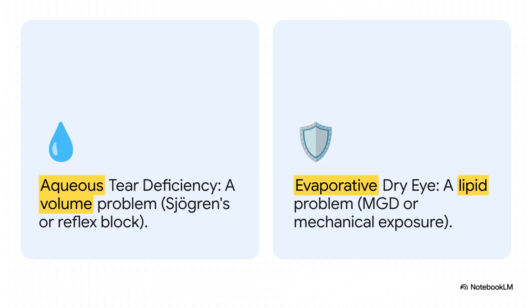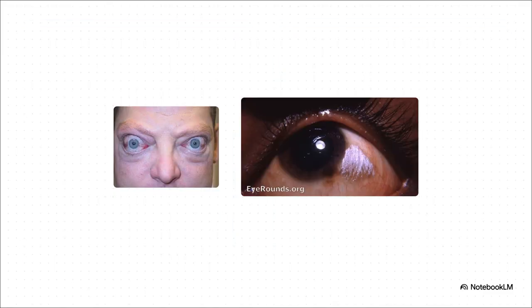Evaporative dry eye, on the other hand, is basically a lipid or mechanical problem. The aqueous is perfectly fine, but it's evaporating way too fast, primarily due to intrinsic meibomian gland dysfunction or mechanical exposure. Let's actually look at the pathology right on the patient's face.